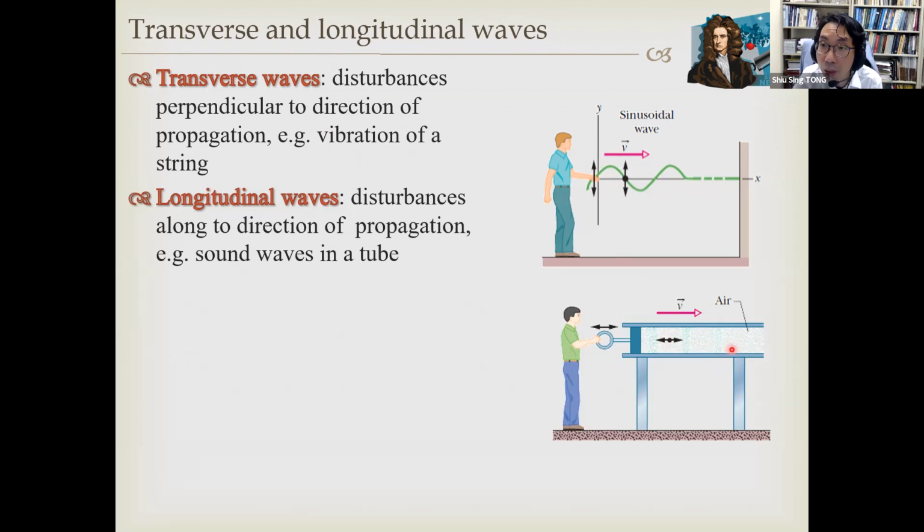If you have an air column and you compress and rarefy the air column by using a piston, then those compressions and rarefactions will propagate along the air column, and that is the longitudinal wave. In the longitudinal wave, the disturbance and the direction of propagation are in the same direction, while in the transverse waves, the disturbance and the direction of propagation are mutually perpendicular to each other.